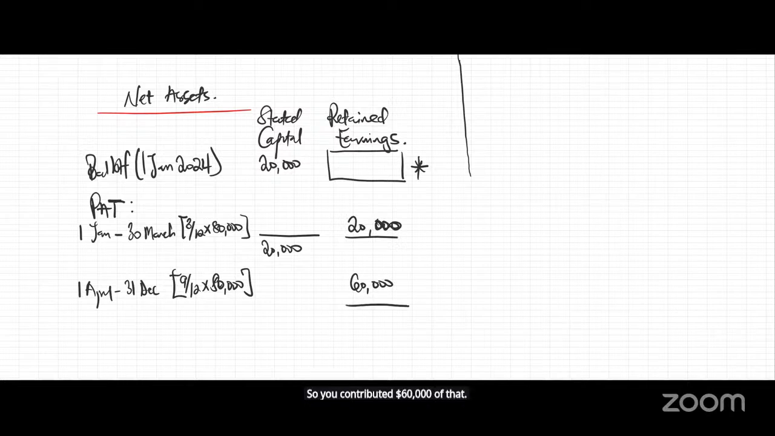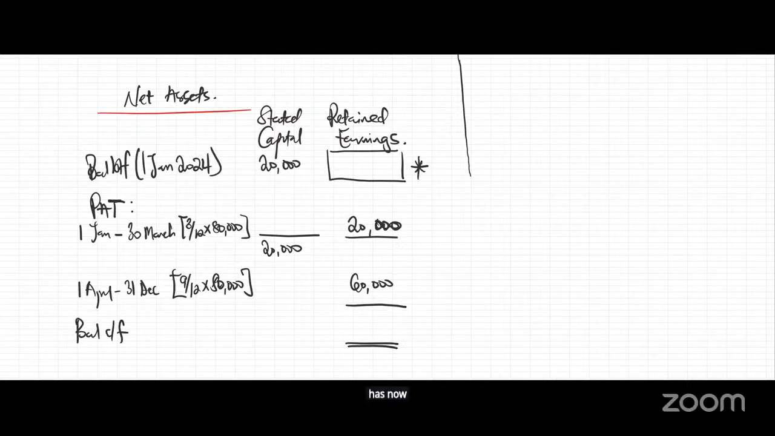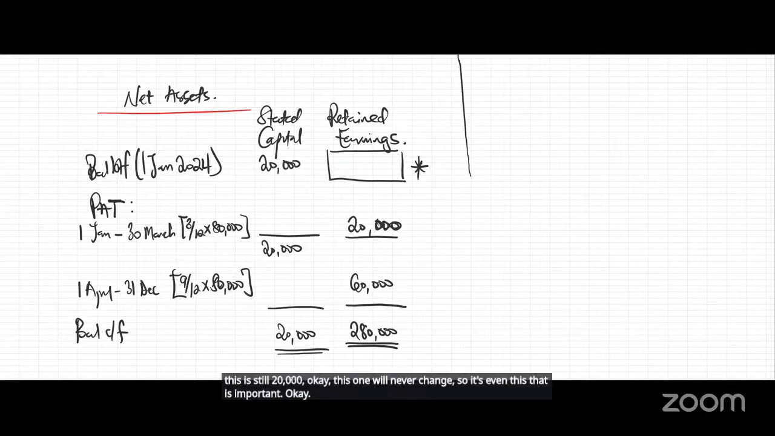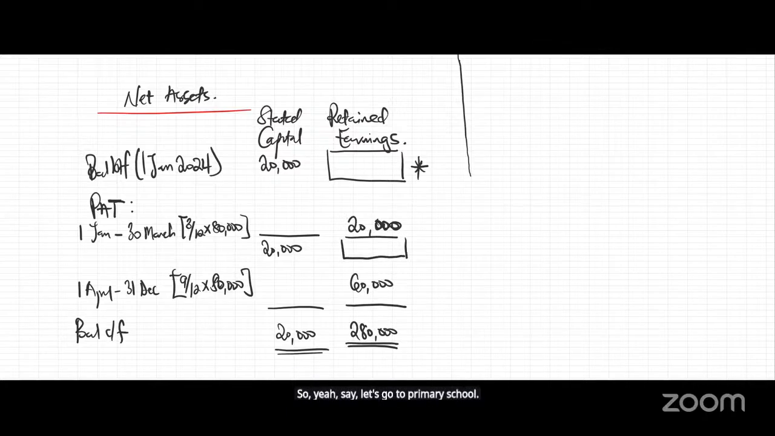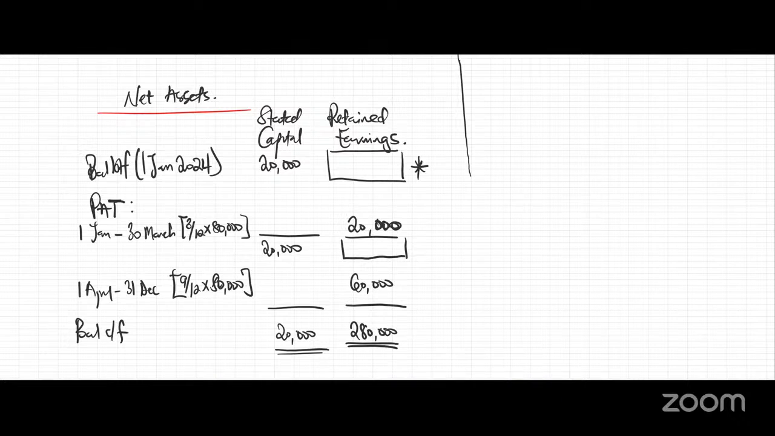But at the end of the day, there were no dividends paid. You are saying that your retained earnings account has now become how much? 280,000 at the end of the year. True or false? True. This is still 20,000. This one will never change, so it's even this that is important. Let's go to primary school: box plus 60 gives us 280. What is box? 220. That means box was 220,000.